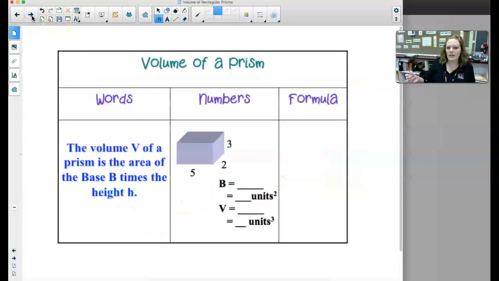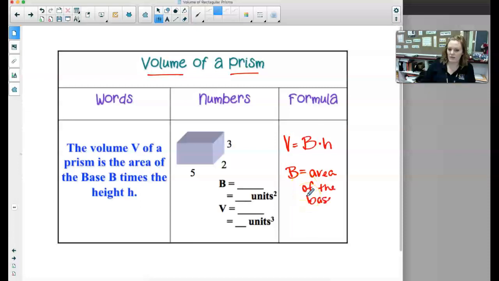Okay. Now here's where I might suggest you write this in your notes. For volume of a prism, and really this works for any type of prism, whether it's rectangular or triangular, the formula is volume equals capital B times H, where the capital B stands for the area of the base, and the H is the height of the prism.